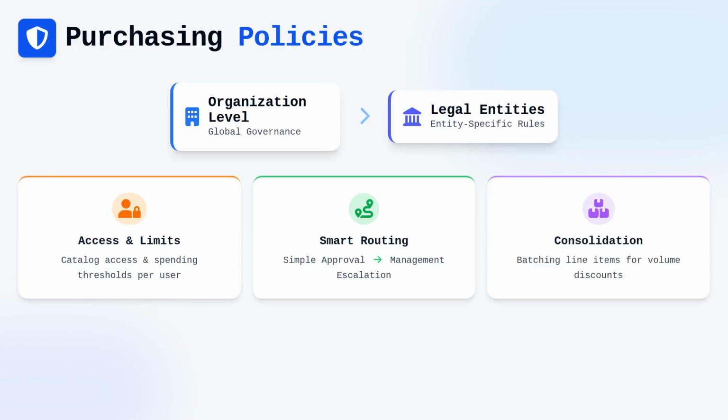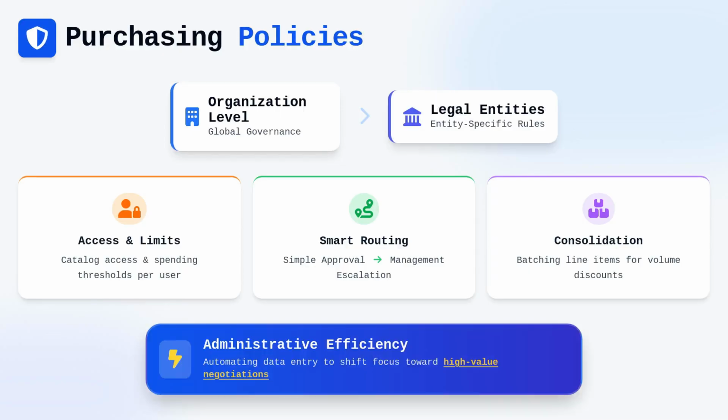This is also where you define consolidation rules, which are essentially batch-driven logic that groups line items from various requisitions into a single purchase order to take advantage of volume discounts. By automating this consolidation, you reduce the administrative overhead placed on purchasing agents, allowing them to focus on high-value negotiations rather than manual data entry.